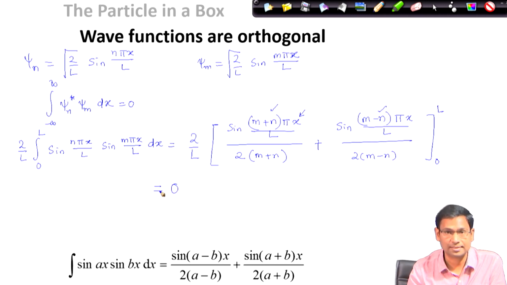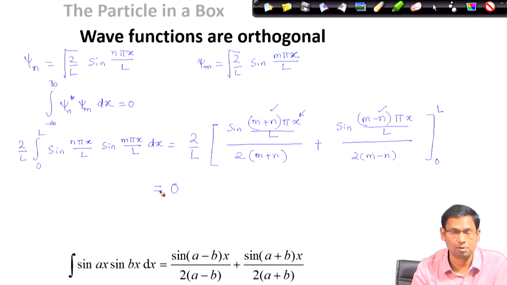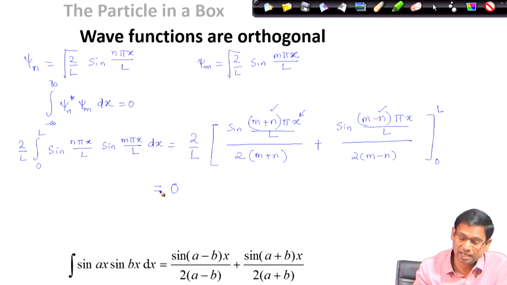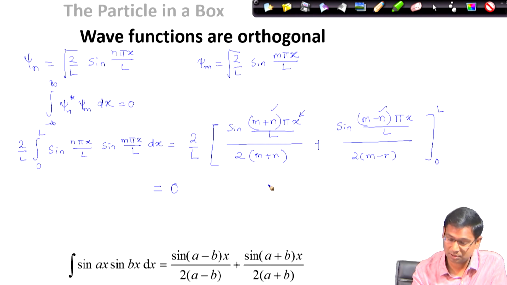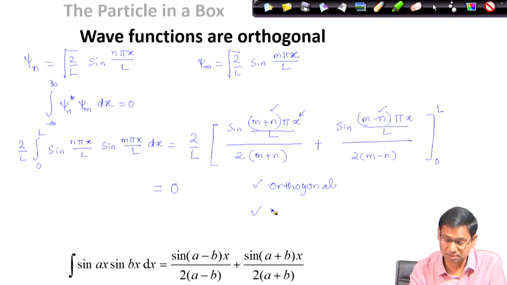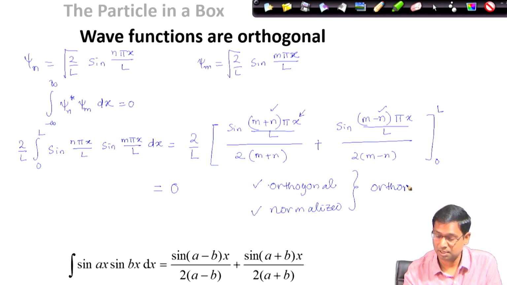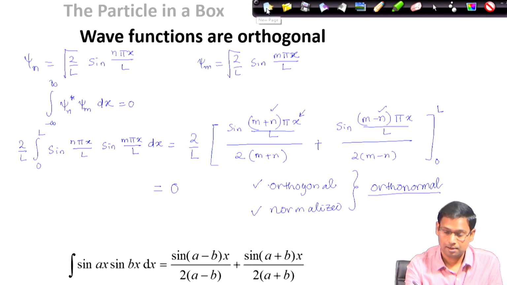So, this explicitly shows that the wave functions that I determined for the particle in a box problem, the eigenfunctions that we have, are actually orthogonal. So, we showed that the wave functions are orthogonal, and we have already normalized the wave functions. So, together I have constituted the orthonormal set of eigenfunctions for the particle in a box problem.